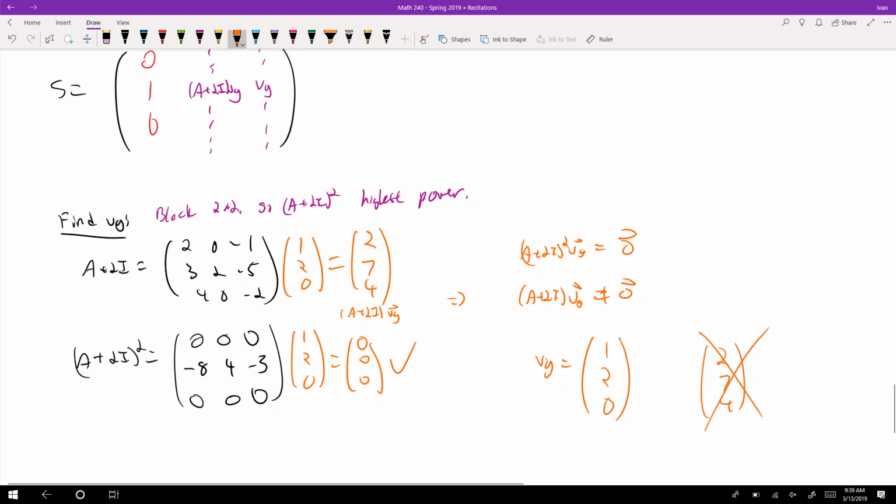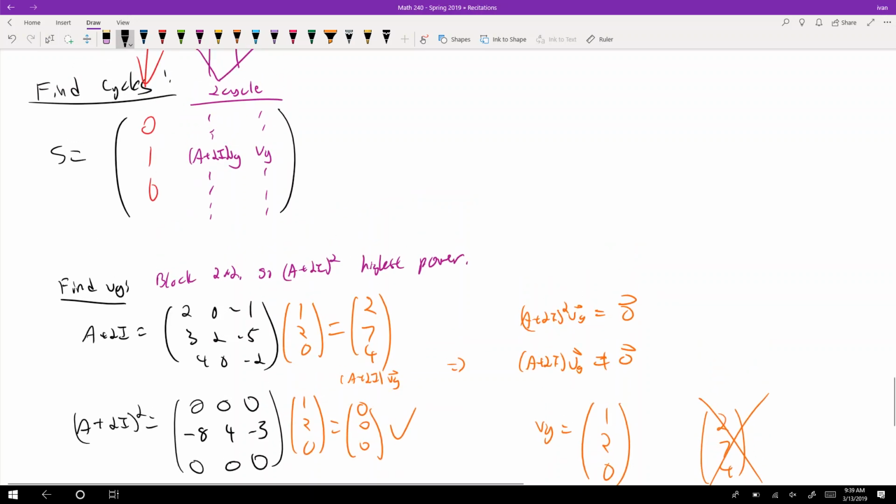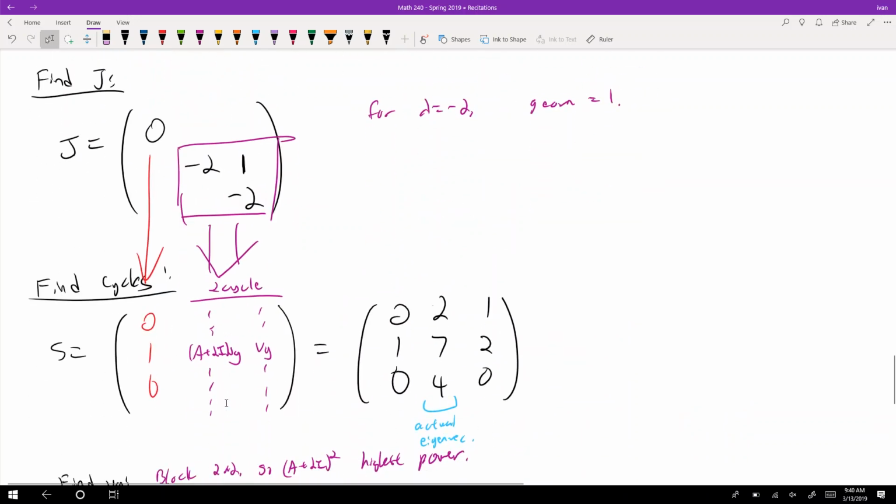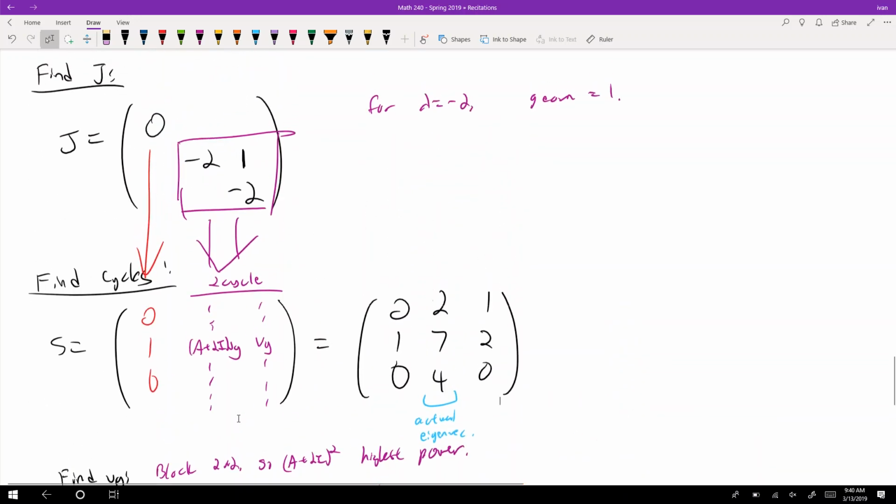Okay, so now we go back up to the S matrix, and we can fill in our cycle. So that's still 0, 1, 0. A plus 2I VG was 2, 7, 4. And remember, this is an actual eigenvector. And then the last thing we need to put in is VG, which we picked to be 1, 2, 0. Okay, and so that's S, and we found J, which is up there, and so we're done.